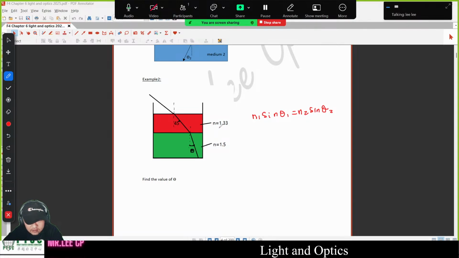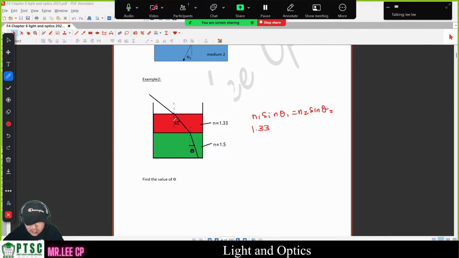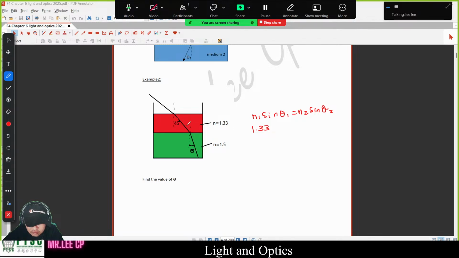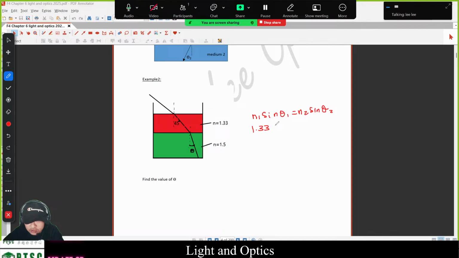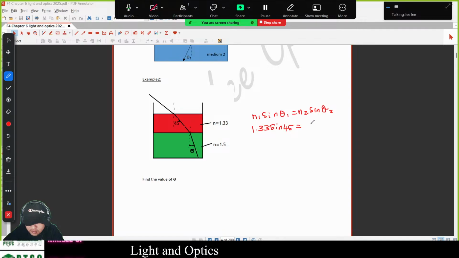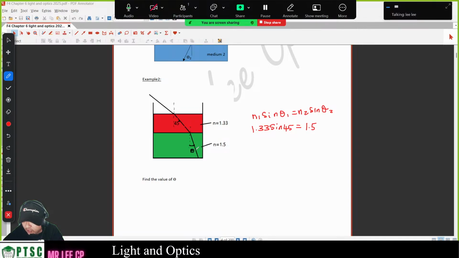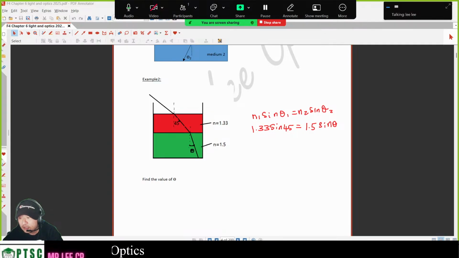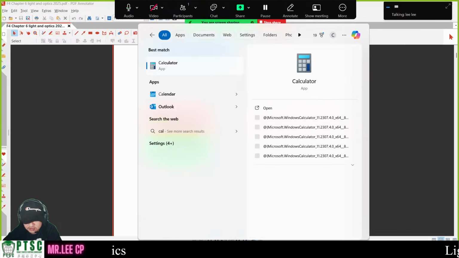n1 is the first medium, 1.33. Theta 1 is 45, so sine 45. n2 is this medium, 1.5. Sine theta 2 you don't know, so you want to calculate theta 2. So how much is theta?